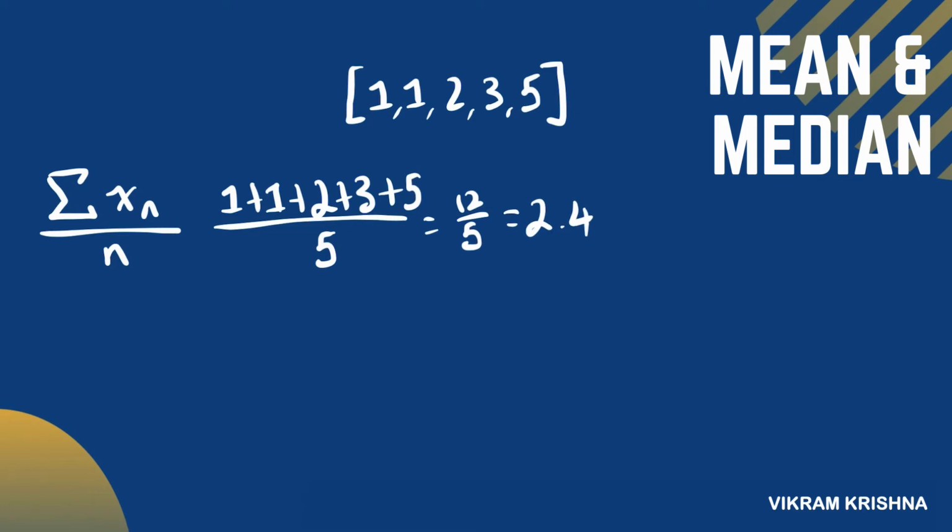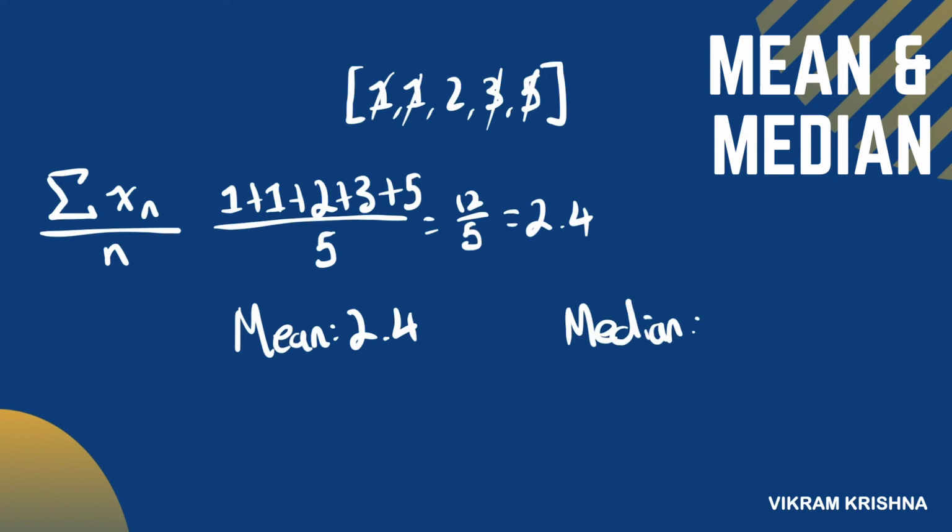On the other hand, for median, you just eliminate numbers on each side until you get to the middle value. So in this case, the middle value is 2. So the mean for this data set is 2.4, and the median for this data set is 2.